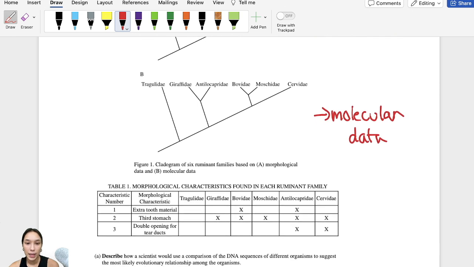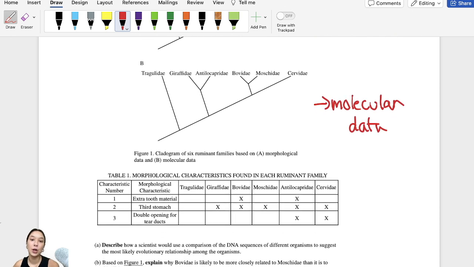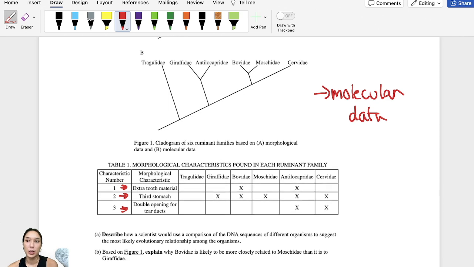And then they give you a table here, which is morphological characteristics found in each ruminant family. So you have extra tooth material, third stomach, double opening for tear ducts, and then it tells you which ones do and don't have them. The X is going to indicate that they do have them. Alrighty, so let's just dive in for the first question and see what it says.